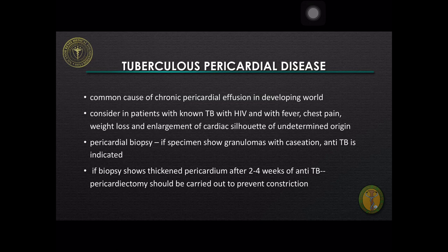It should be considered in patients with known tuberculosis or HIV and with fever, chest pain, weight loss, and enlargement of cardiac silhouette of undetermined origin. If pericardial biopsy specimen shows granulomas with caseation, anti-TB is indicated. If biopsy shows thickened pericardium after 2 to 4 weeks of anti-TB, pericardiectomy should be carried out to prevent constriction.